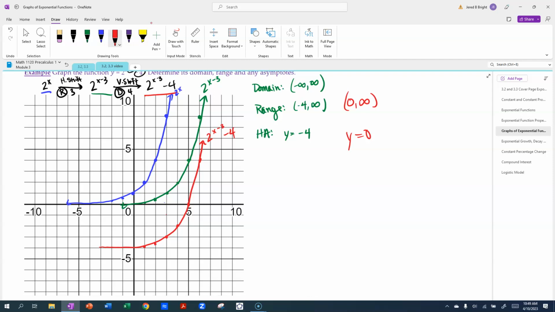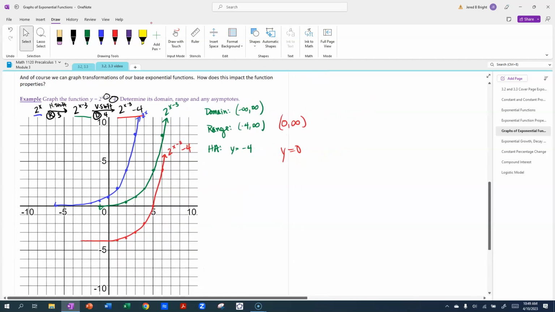Okay, so this is fine to do beforehand. You can also do it after you make the graph and go from there. Either way is perfectly acceptable.